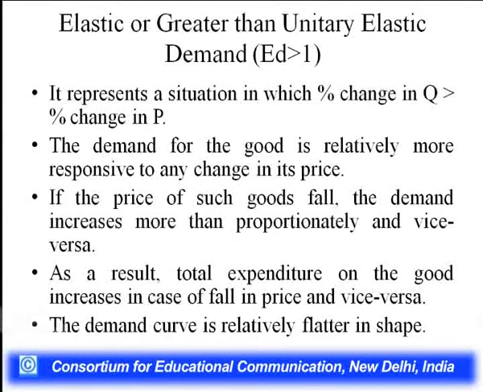So, what is its effect on the total expenditure? In this case, the total expenditure on the good increases in case of fall in price and vice versa. Because if the price falls, it has a very obvious impact on total expenditure to fall, because in P into Q, the P factor, since it is declining, results into decline in the total expenditure on the commodity.